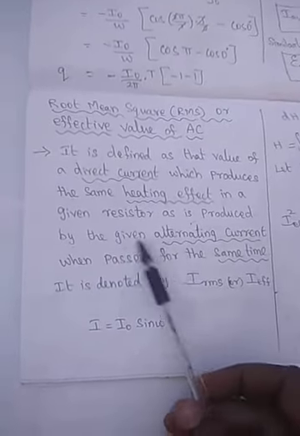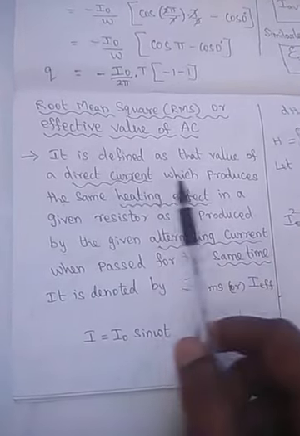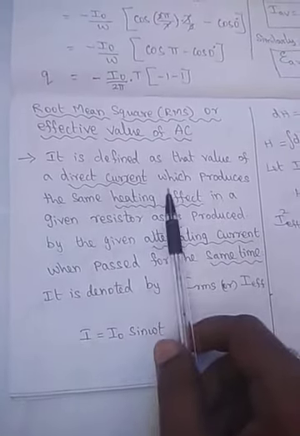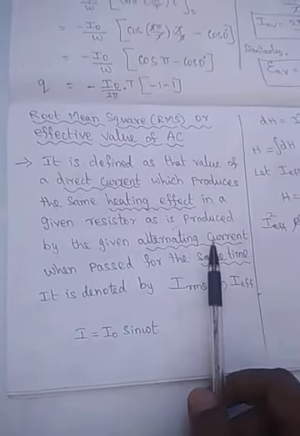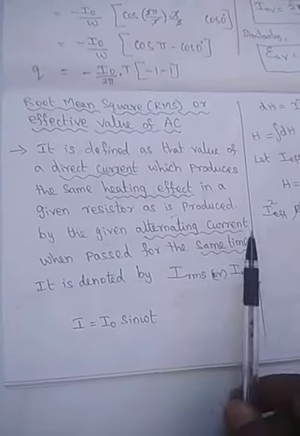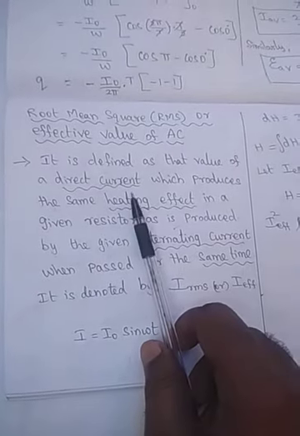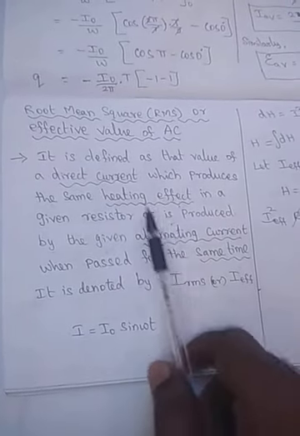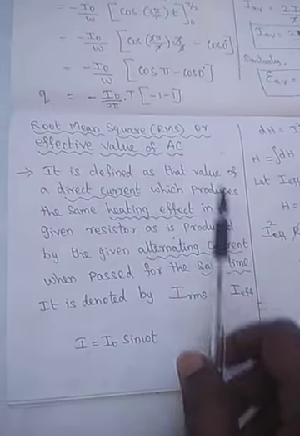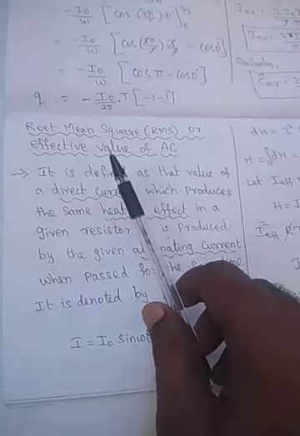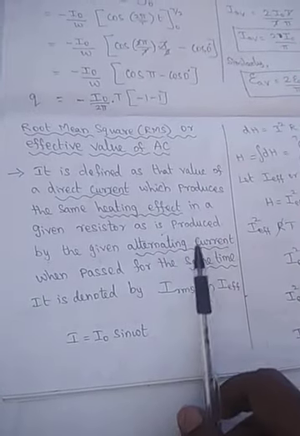What is the root mean square value? It is defined as the value of the direct current which produces the same heating effect in a given resistor as produced by the given alternating current when passed over the same time. So the alternating current is given, the direct current is given. For the same time the direct current is given, the alternating current is also given to the resistor. What we have to maintain is that the heat produced by the direct current must be equal to the heat produced by the alternating current.